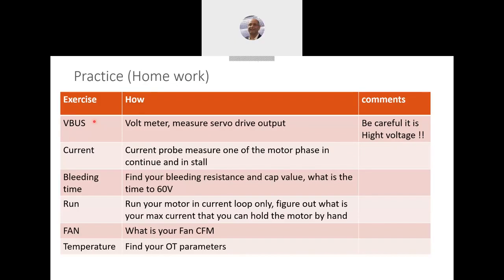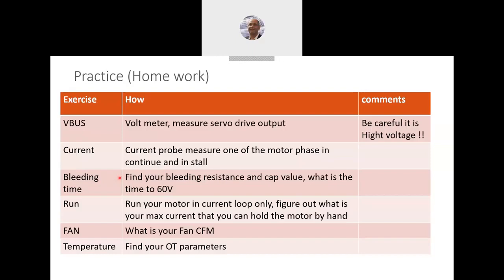You can take a current probe and measure one of the motor phases continuously, and also you can lock the motor in stall and see how the current behaves. Finding the bleeding time: contact your servo drive manufacturer, ask what the resistance and the cap value are, and calculate how long it takes to reach 60 volts.